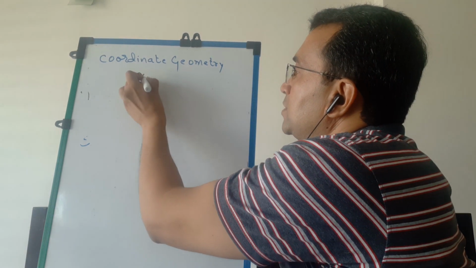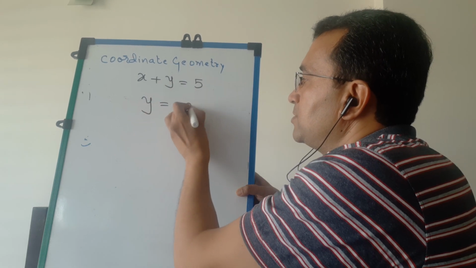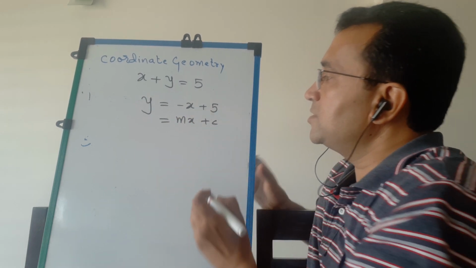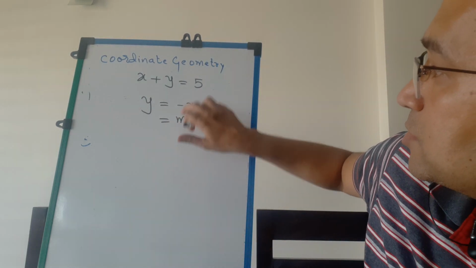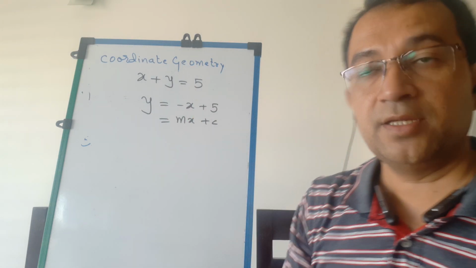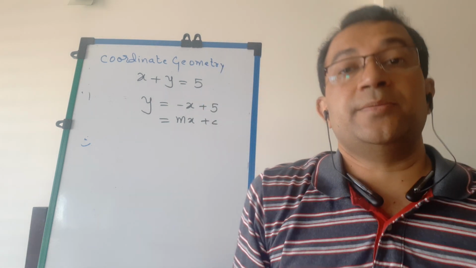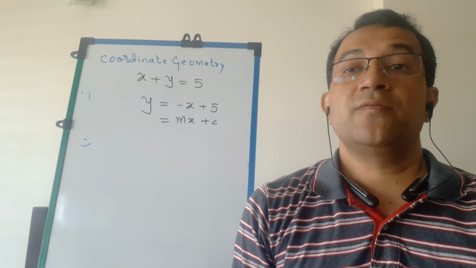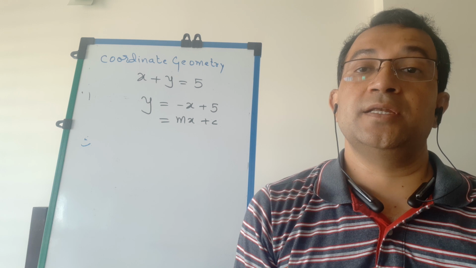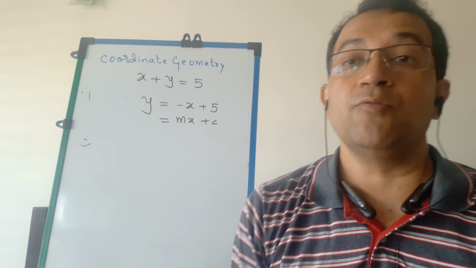Say I carry forward with the same example, x plus y is equal to 5. Then y is written as minus x plus 5. If I compare this with mx plus c, then m is the slope, m is minus 1. Check the slope, we have already got previously minus 1. And this 5 is called the y-intercept. Students, 5 is called y-intercept, and that is again a very, very important criterion.